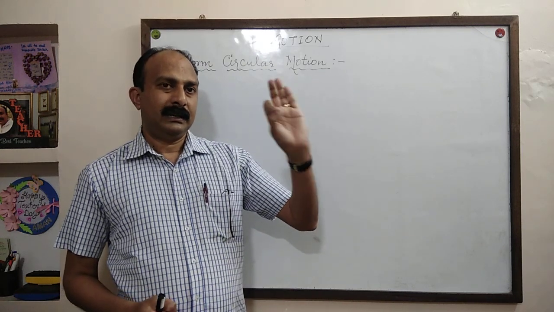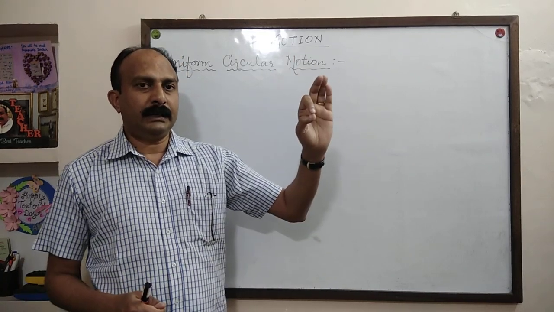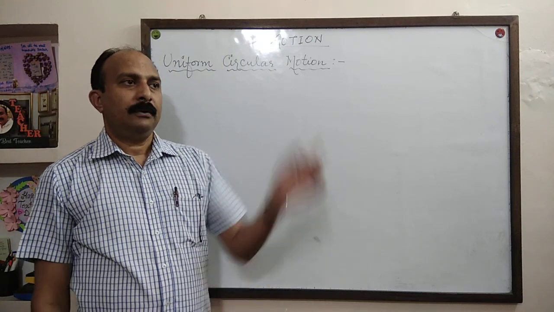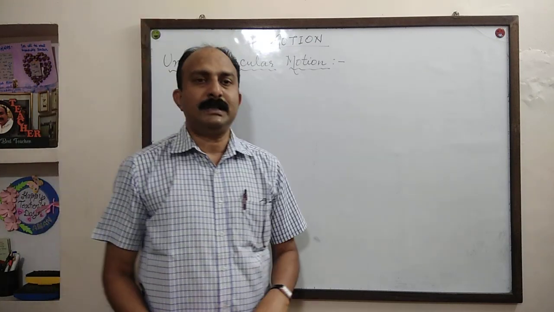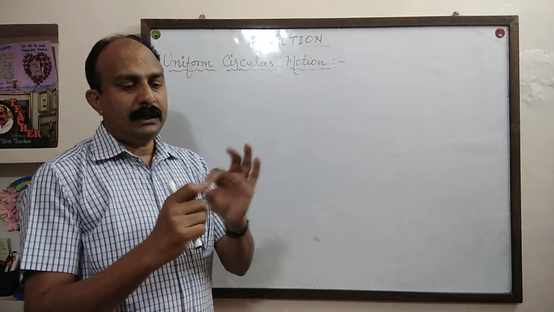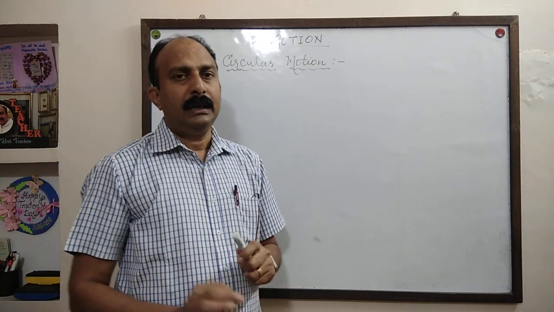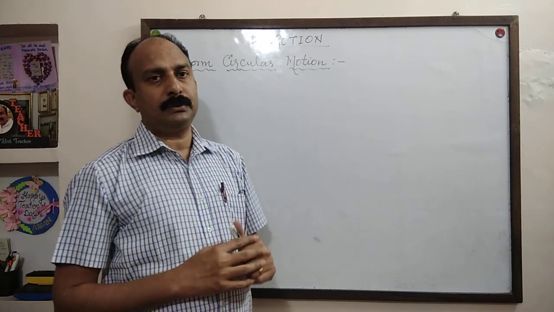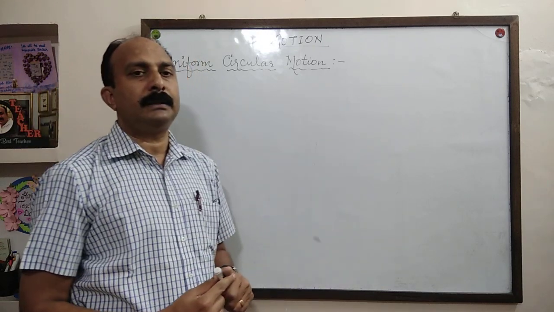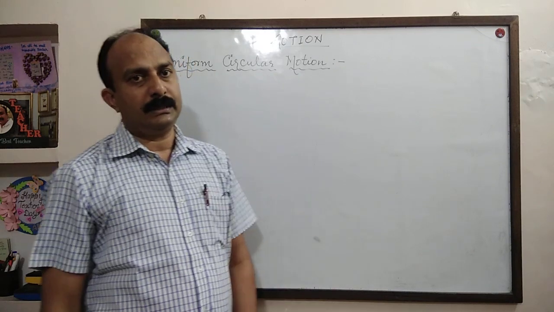So, a stone is tied at one end of the thread. The other end of the thread is in your hand and you may rotate it above your head. When you rotate it above your head continuously and release the other end of the thread at some instant of time, see in which direction that stone moves. Will it move in circular way or will it move in a straight line path? You know that it will move in a straight line when you release it.